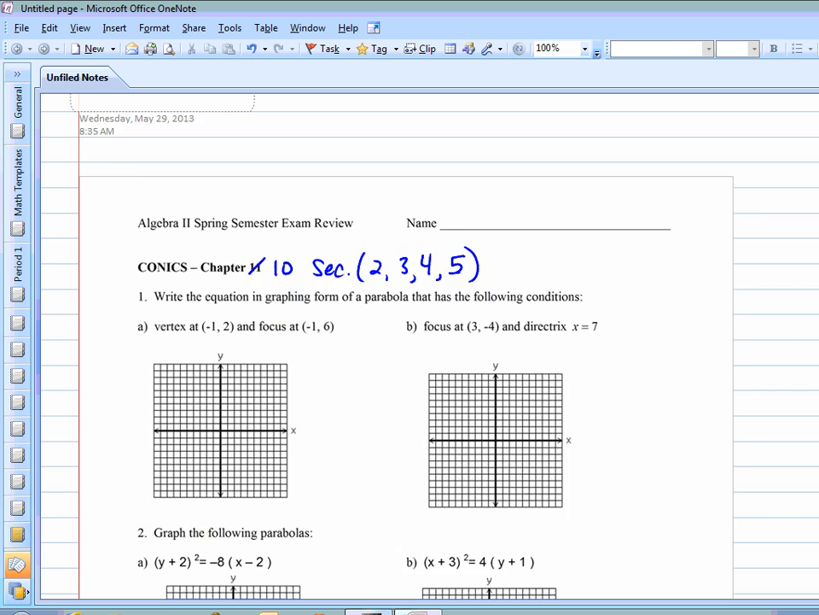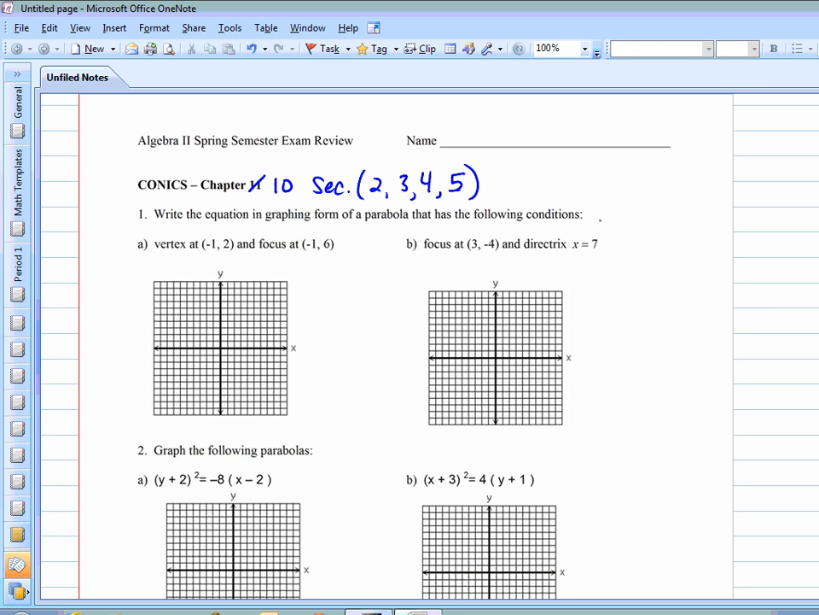Let's be reminded quickly about the equations for a vertical parabola. We have (x minus h) squared equals 4p times (y minus k). We have the horizontal, that is (y minus k) squared, that's messy, equals 4p times the quantity (x minus h). That's just in general.